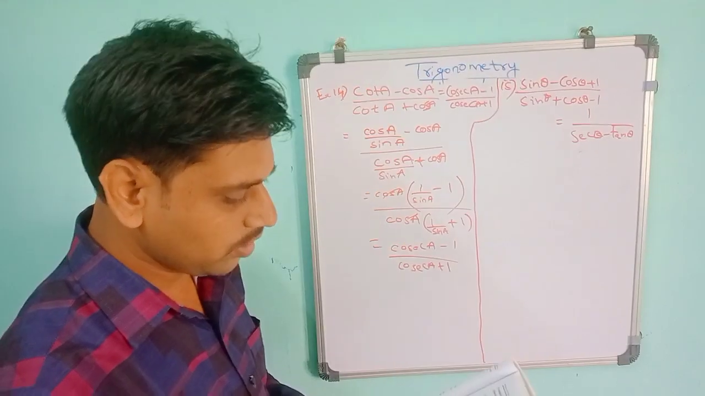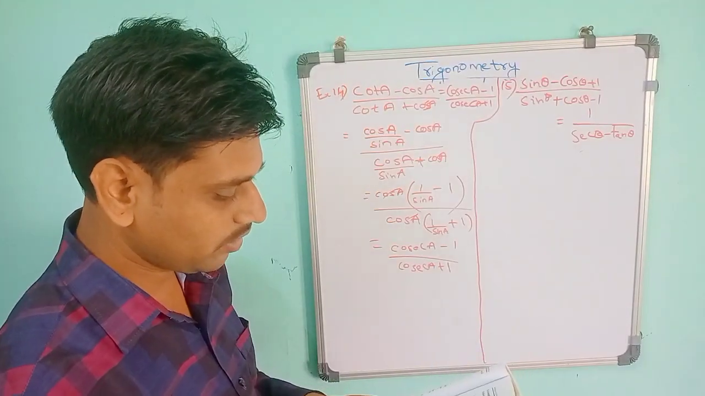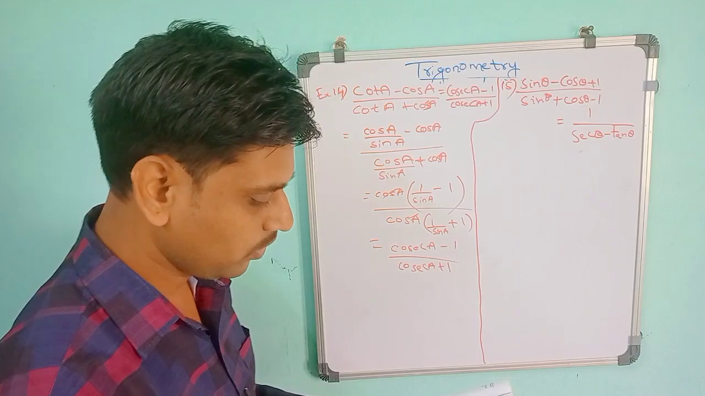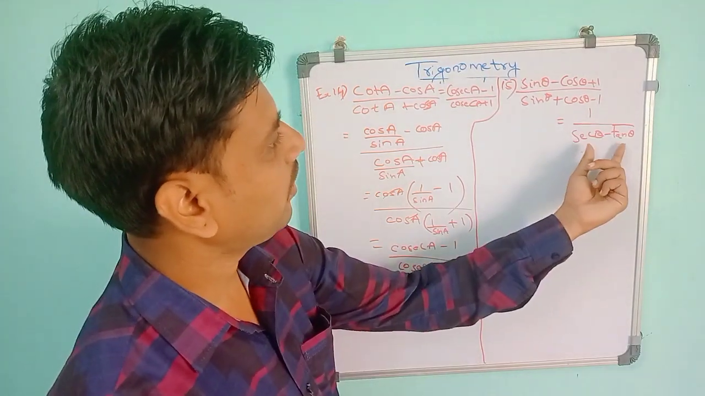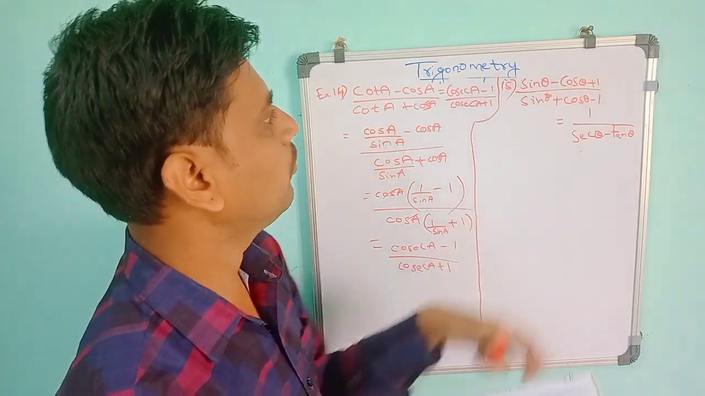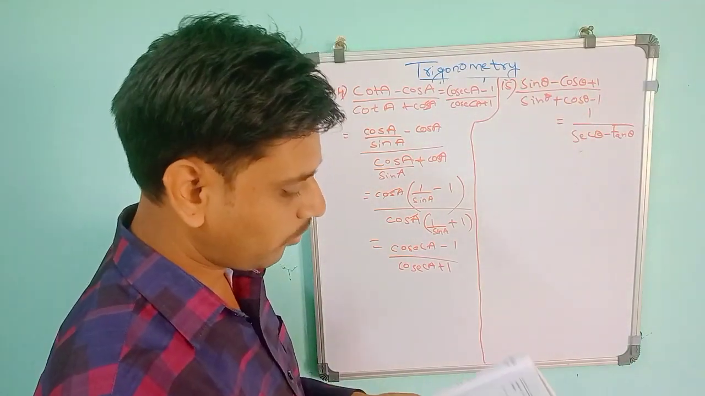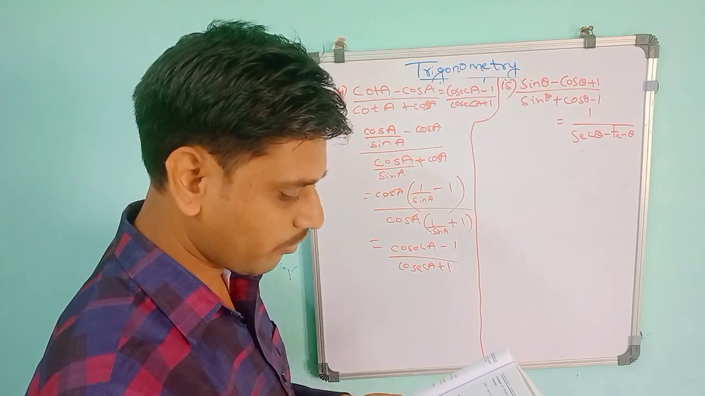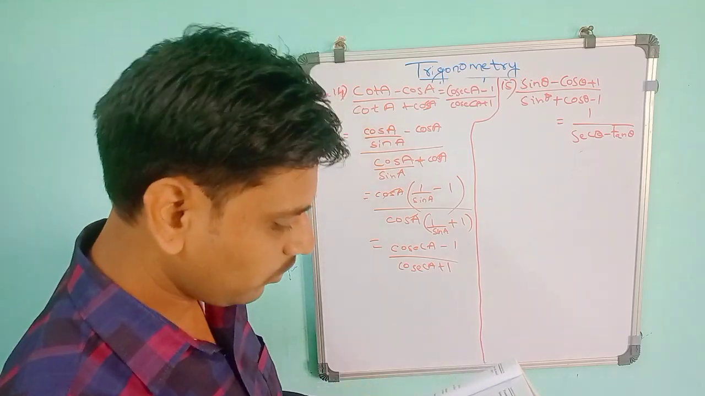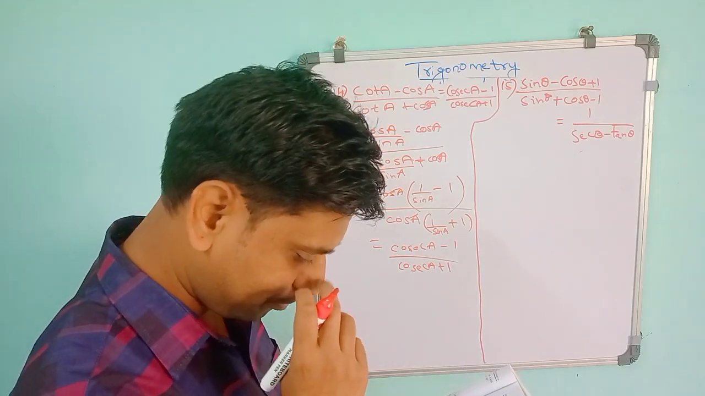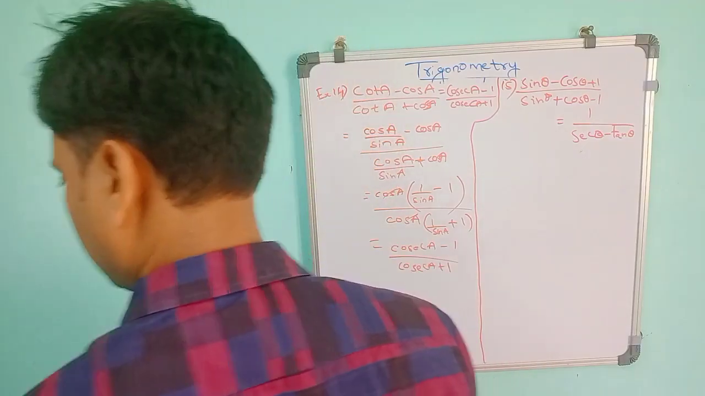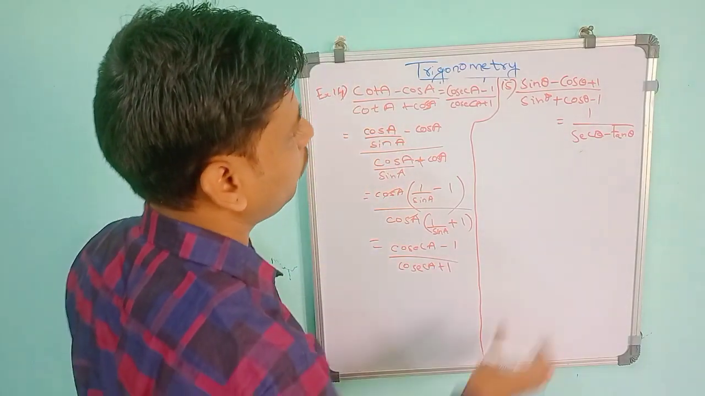So you have to prove that with the help of sec square theta is equal to 1 plus tan square theta. Because we want sec theta and tan theta, these two should be converted using the identity 1 plus tan square theta is equal to sec square theta. They have given us that identity to use. So for that, the first step is, we have to prove this one.